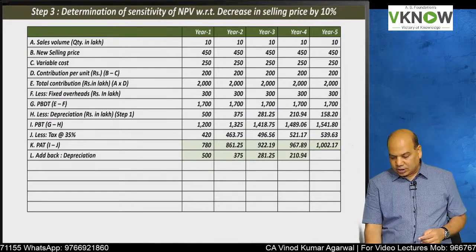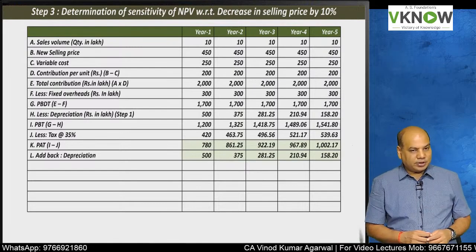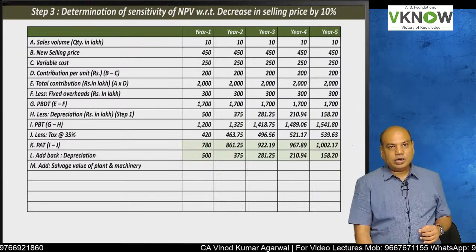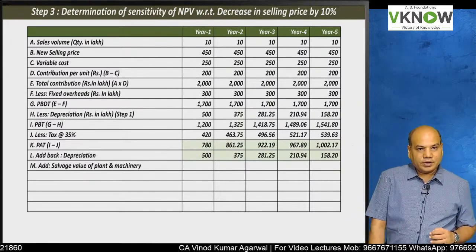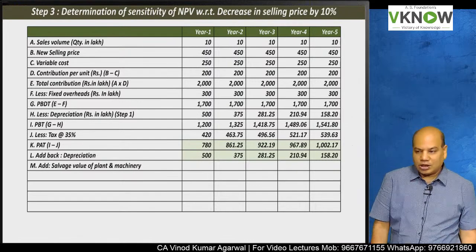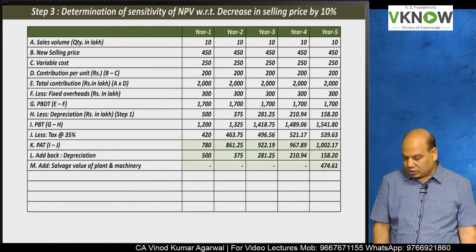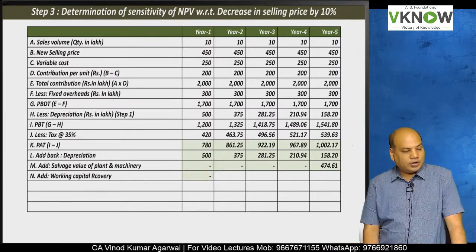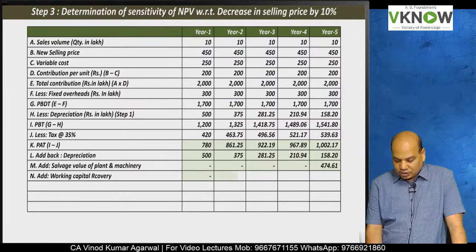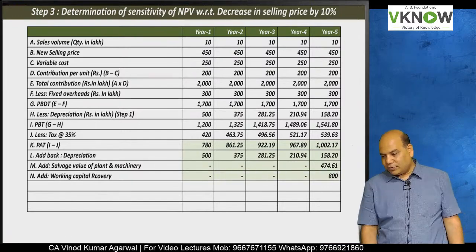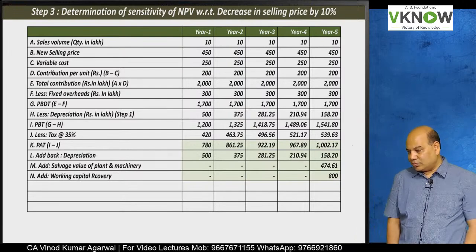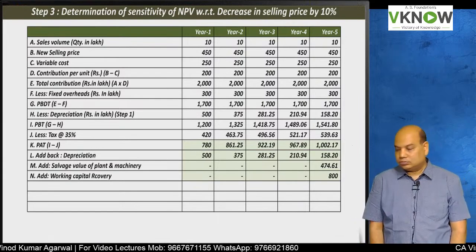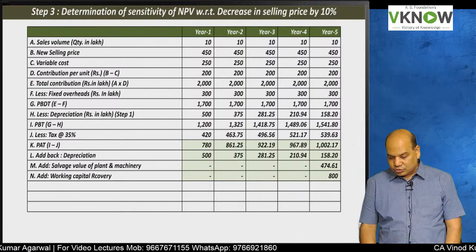Then go to add back depreciation. Copy depreciation again. Add back depreciation. Then you will write add salvage value of plant and machinery in the last column. And one more thing, add recovery of working capital 800 in the last column. Nothing is given, so assume working capital is fully recovered. So that comes to 800.